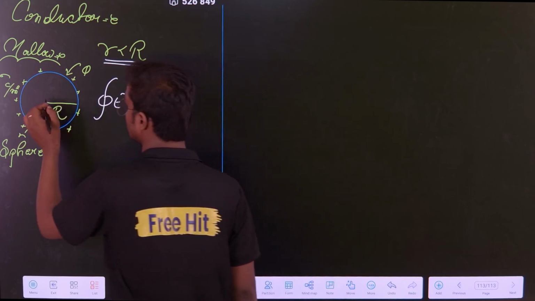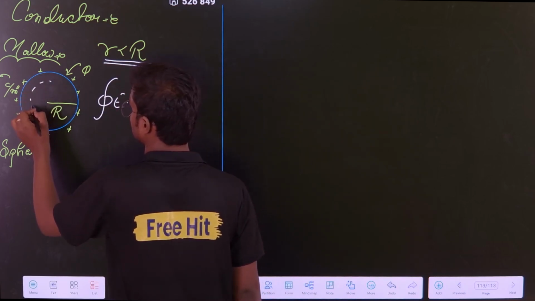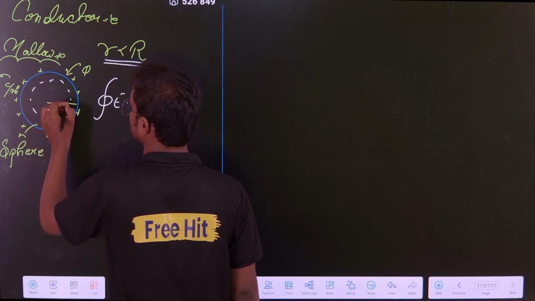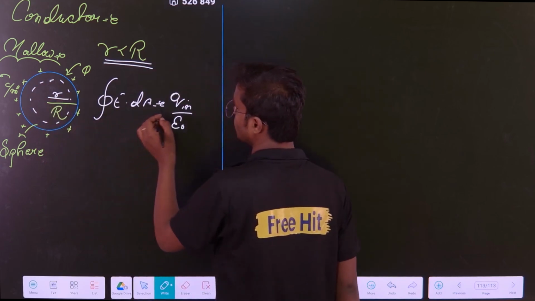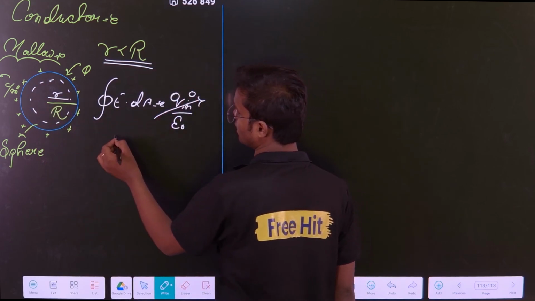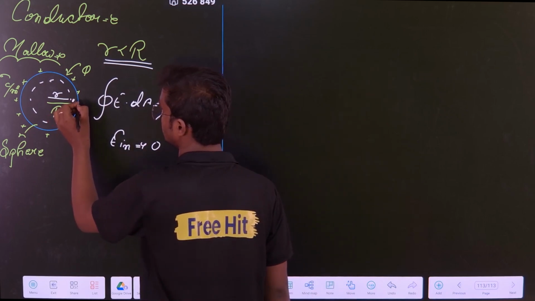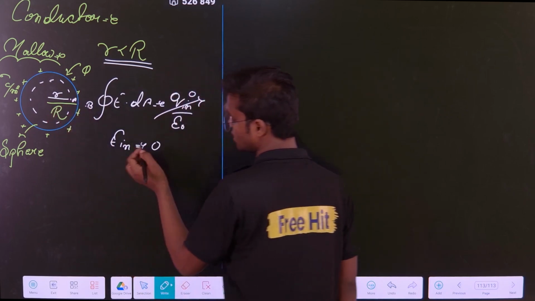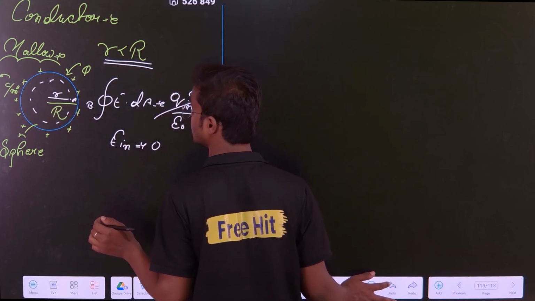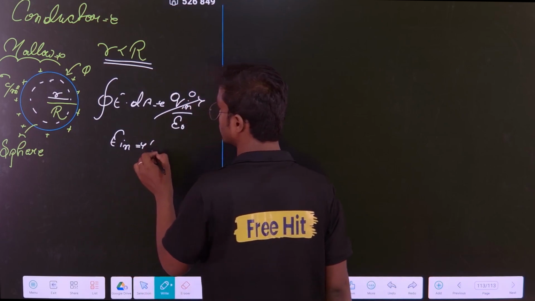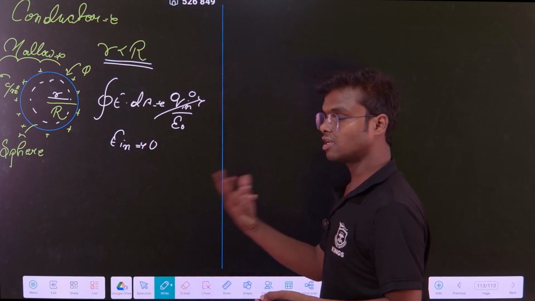I have to take one Gaussian surface just inside. Suppose I am taking a Gaussian surface just inside, at a distance small r, so obviously the q in is 0. So my electric field inside will be how much? 0, at point A or point B. So the electric field inside will be 0, and that we also know, because in a conductor the inside electric field is always 0.